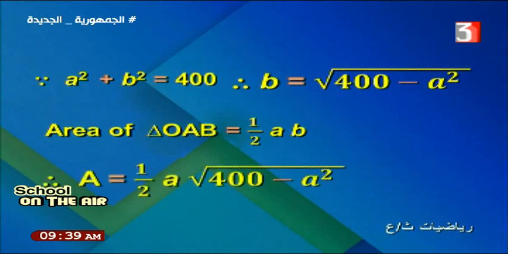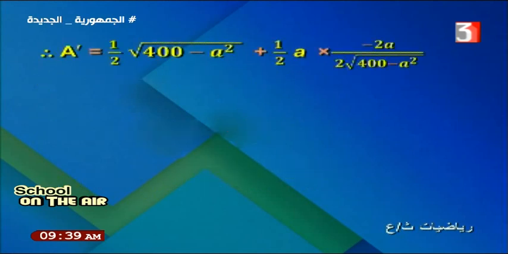Then area A equals half a multiplied by the value of b, which equals square root of 400 minus a power 2. Then A equals half a times square root of 400 minus a power 2. Now the first derivative of the area, A dash, equals half multiplied by square root of 400 minus a power 2. The derivative of half a is half, multiplied by the root of 400 minus a power 2, plus half a multiplied by the derivative of the root of 400 minus a power 2, which equals negative 2a, or the derivative of the function under the root over twice the square root.